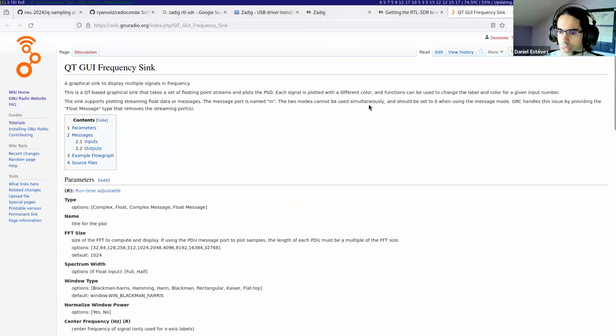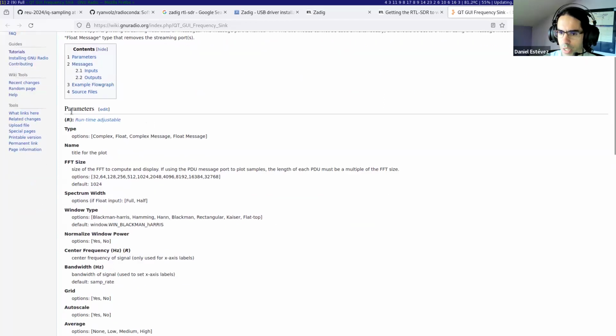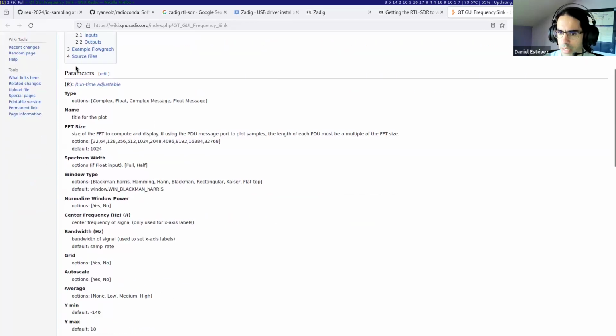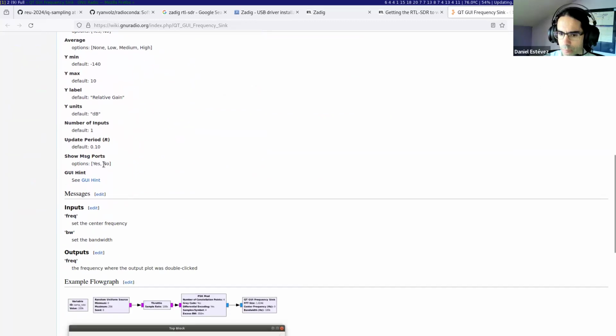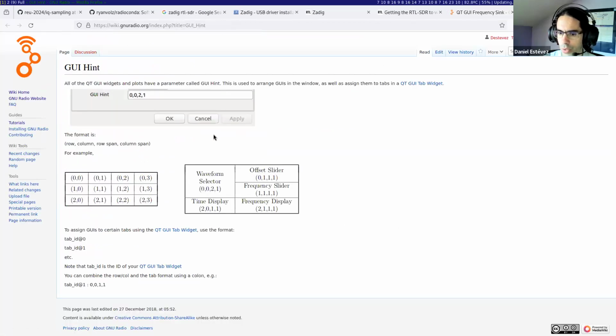My web browser is on this window, so it will open a new tab for you, and then you have the documentation for Qt-GUI frequency sink. You have an explanation of what this block does. You have the details of all the parameters. And what I was talking about specifically is the GUI hint. So there is a link to see GUI hint. And this is the syntax for assigning GUIs to certain tabs in the tab widget.